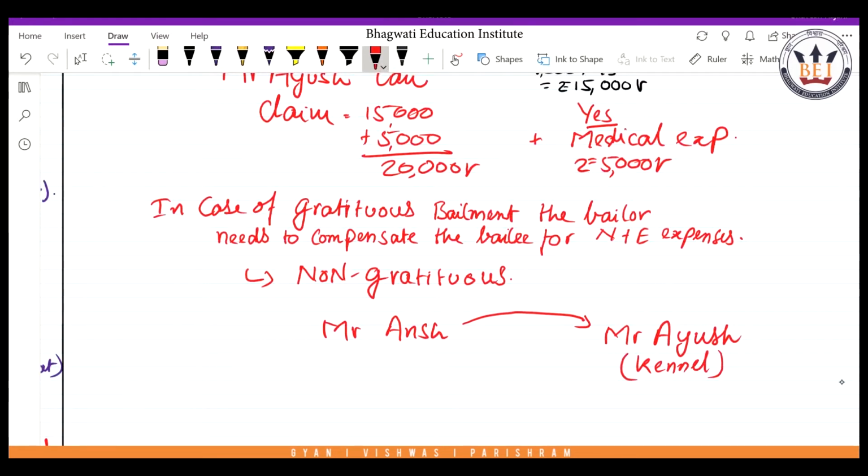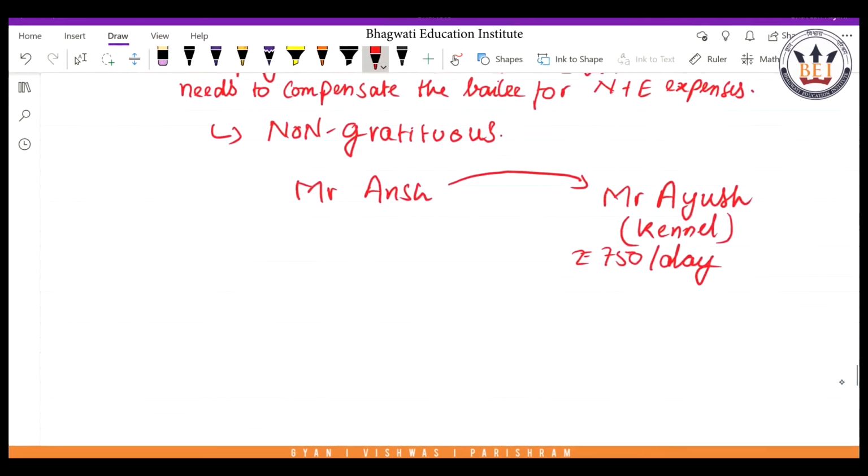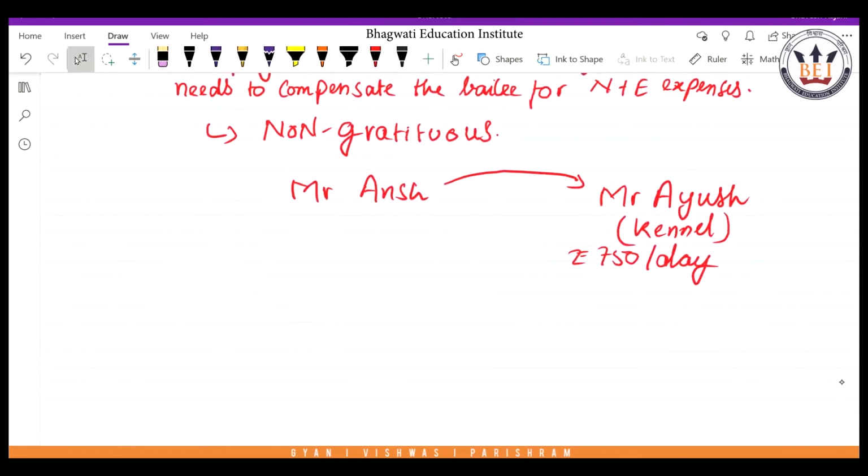They are running a hostel for dogs, okay, and the charges are say ₹750 per day if you are willing to keep the dog in their hostel. So Mr. Ansh is going out for a 15-day foreign visit. So he turns up to Mr. Ayush and says that I want to keep my dog over here. Mr. Ayush says it's 750 rupees a day that they are charging. So accordingly, Mr. Ansh has to pay.